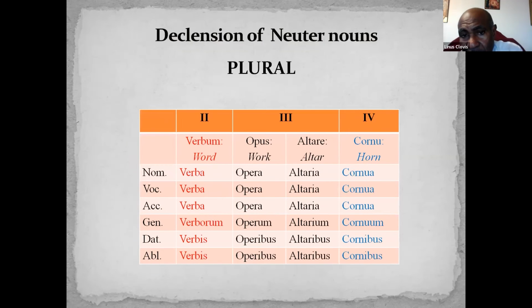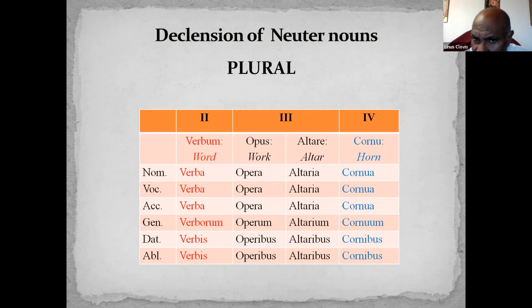And then the plural. So again, remember what we said about the neuter nouns? That the plurals always end in A, right across. So when we look at the second, third, and fourth, we look at the nominative case. The plural is verba, opera, altaria, and cornua. And then for the vocative, it's the same. The accusative is the same. The genitives, verborum, operum, altarium, and cornuum.